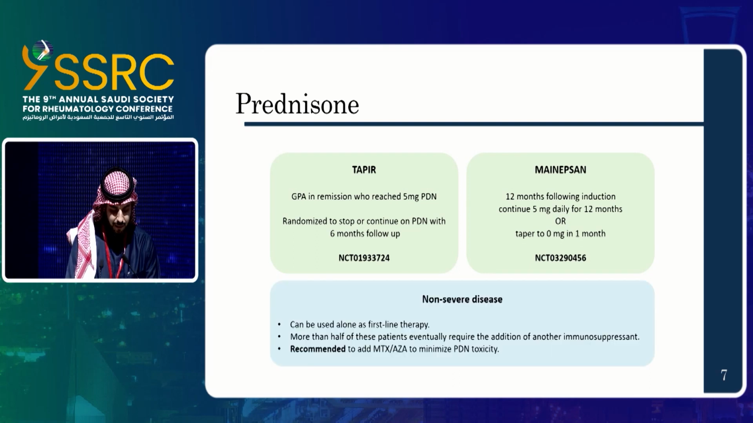As for non-severe disease, prednisone can be used alone as a first line, but more than half of the patients will require an additional DMARD. So it is advised to start methotrexate or Imuran at the start just to reduce the toxicity of prednisone in treating these patients.